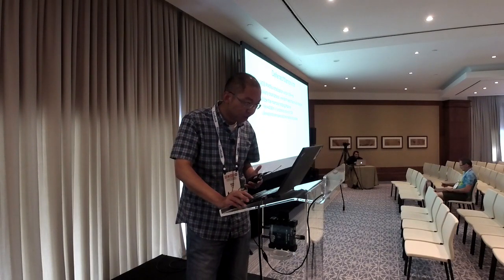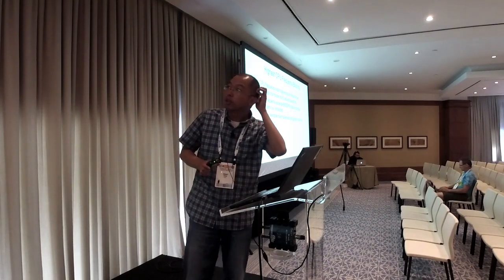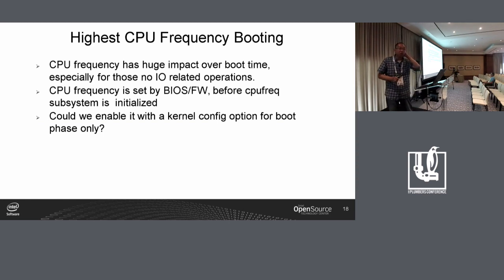It's about what we can do. Next one is about the CPU frequency. The CPU frequency actually matters a lot, especially for those without I/O operations, for example decompression. In our platform, our CPU can usually run at 1.9 gigahertz, and it has a turbo mode running at 2.4 gigahertz. If we force it to run at 2.4 gigahertz, we get a lot of improvement for the overall boot time.